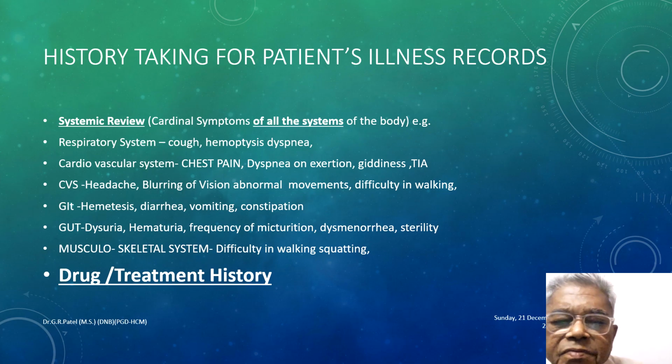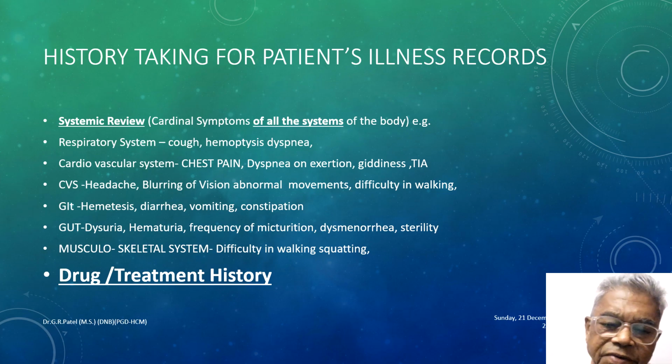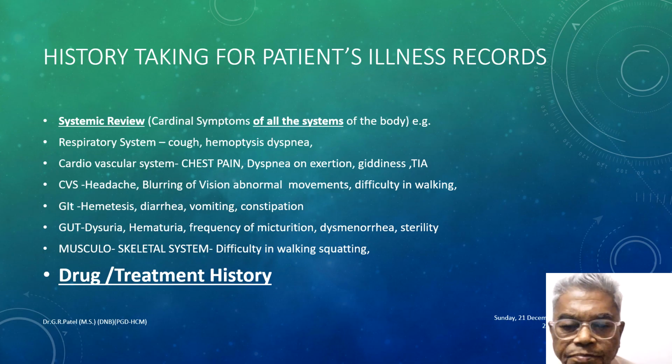For example, respiratory system: complaint of cough, hemoptysis, dyspnea. Cardiovascular system: chest pain, dyspnea on exertion, giddiness, TIA, that is transient ischemic attack. CNS: headache, blurring of vision, abnormal movements, difficulty in walking. Gastrointestinal symptoms: hematemesis, diarrhea, vomiting, constipation. Urinary: dysuria, hematuria, frequency of micturition, dysmenorrhea, sterility. Musculoskeletal system: difficulty in walking, squatting.